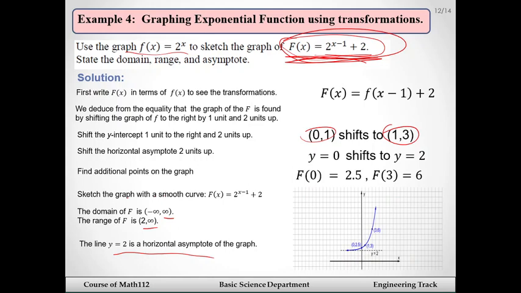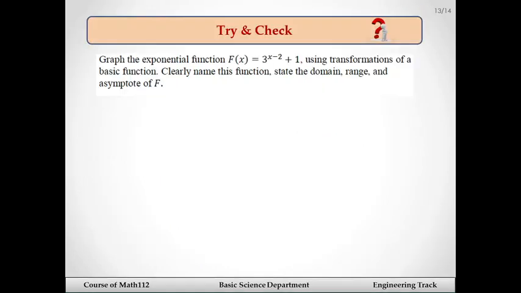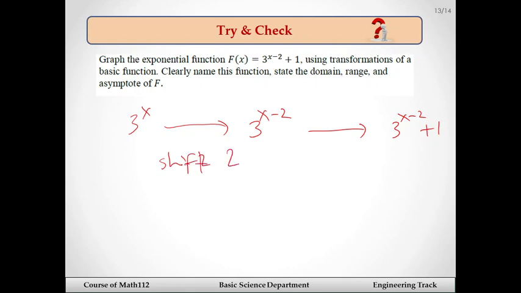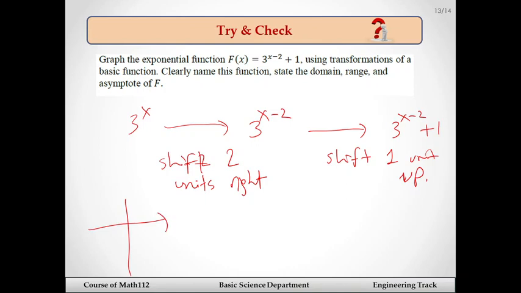Again, as I said, you can make the table and see it, of course, if you don't want to use the transformation. So here we can do the transformation in the same way: 3 to the x, 3 to the x minus 2, and then 3 to the x minus 2 plus 1. So this makes a shift 2 units right, and here shift 1 unit up. Now, if it is 3 to the x, it has to be like that, and 2 units right, so it will go 2 units and then 1 unit up.